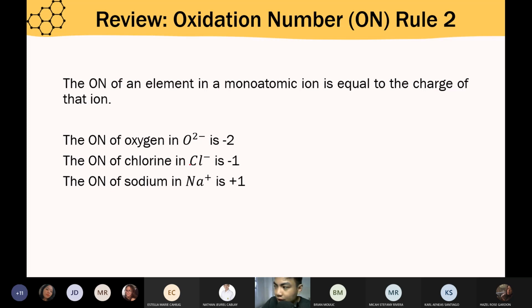So, ganun din kay chlorine, Cl minus, chloride ion. So, the oxidation number of chlorine in the chloride ion is negative 1. And for sodium cation, the oxidation number is positive 1. Okay? So, ano kaya oxidation number neto? Ayan. This is the oxidation number of iron is positive 3. So basically, if you have a monoatomic ion, ibig sabihin nun, isang atom lang yan na ion. Kung ano yung charge niya, yun yung oxidation number niya. Okay?